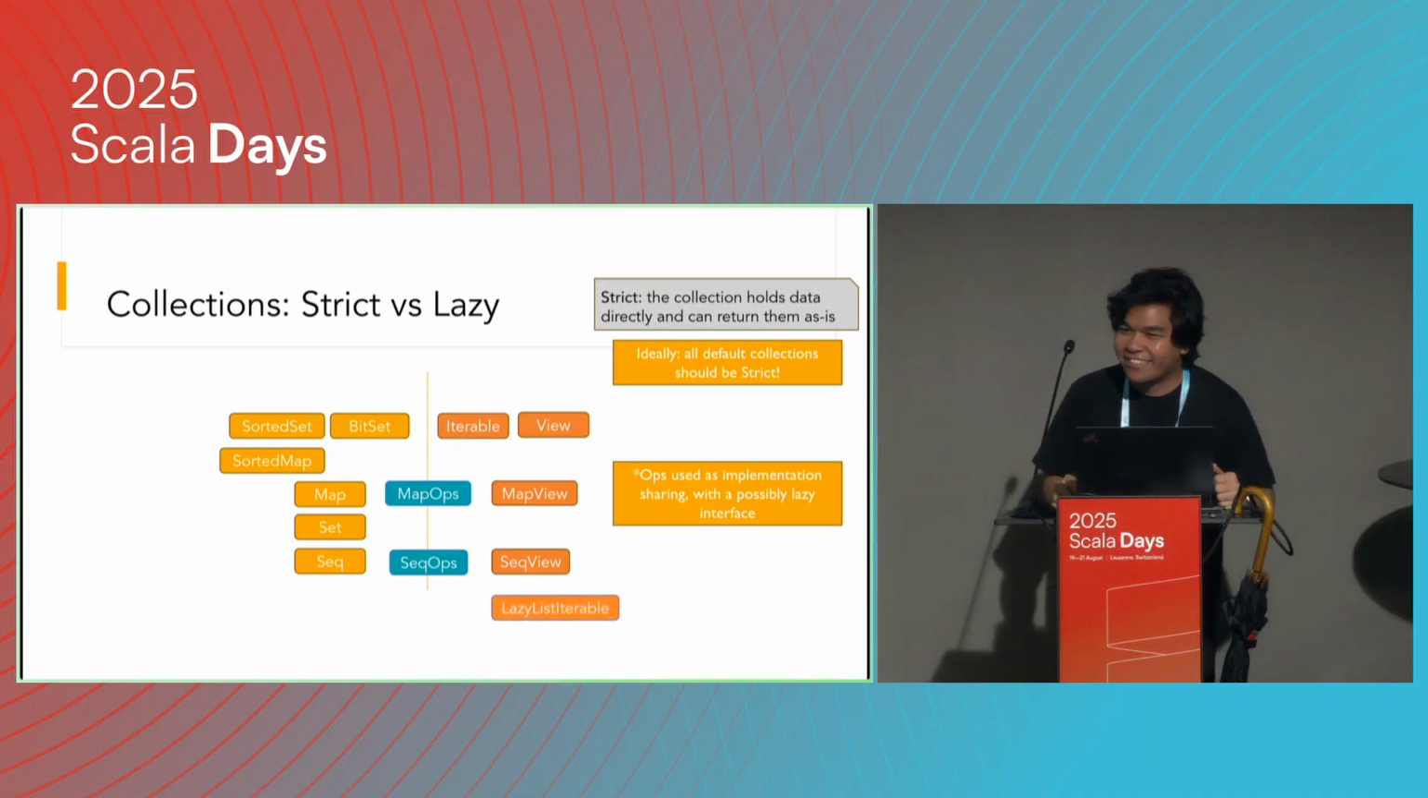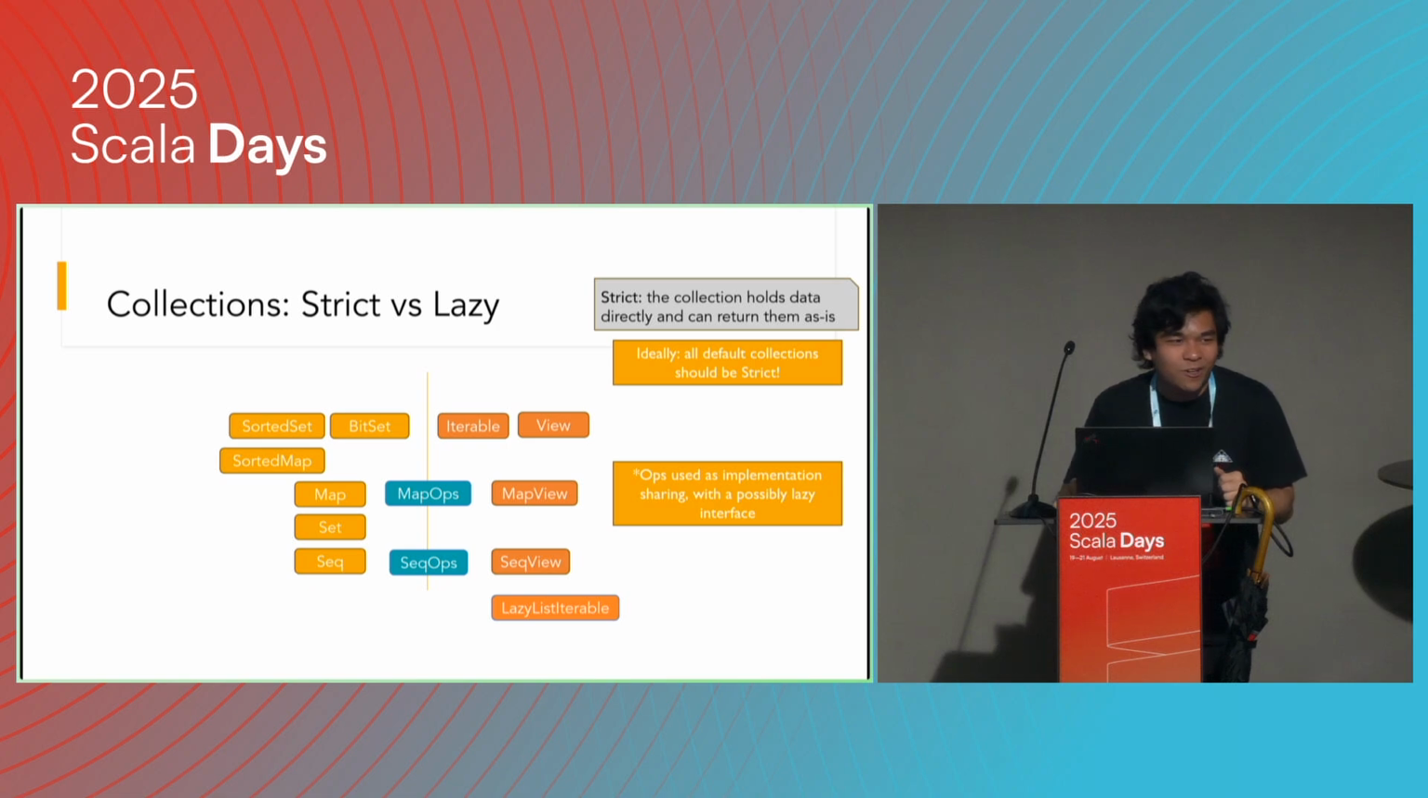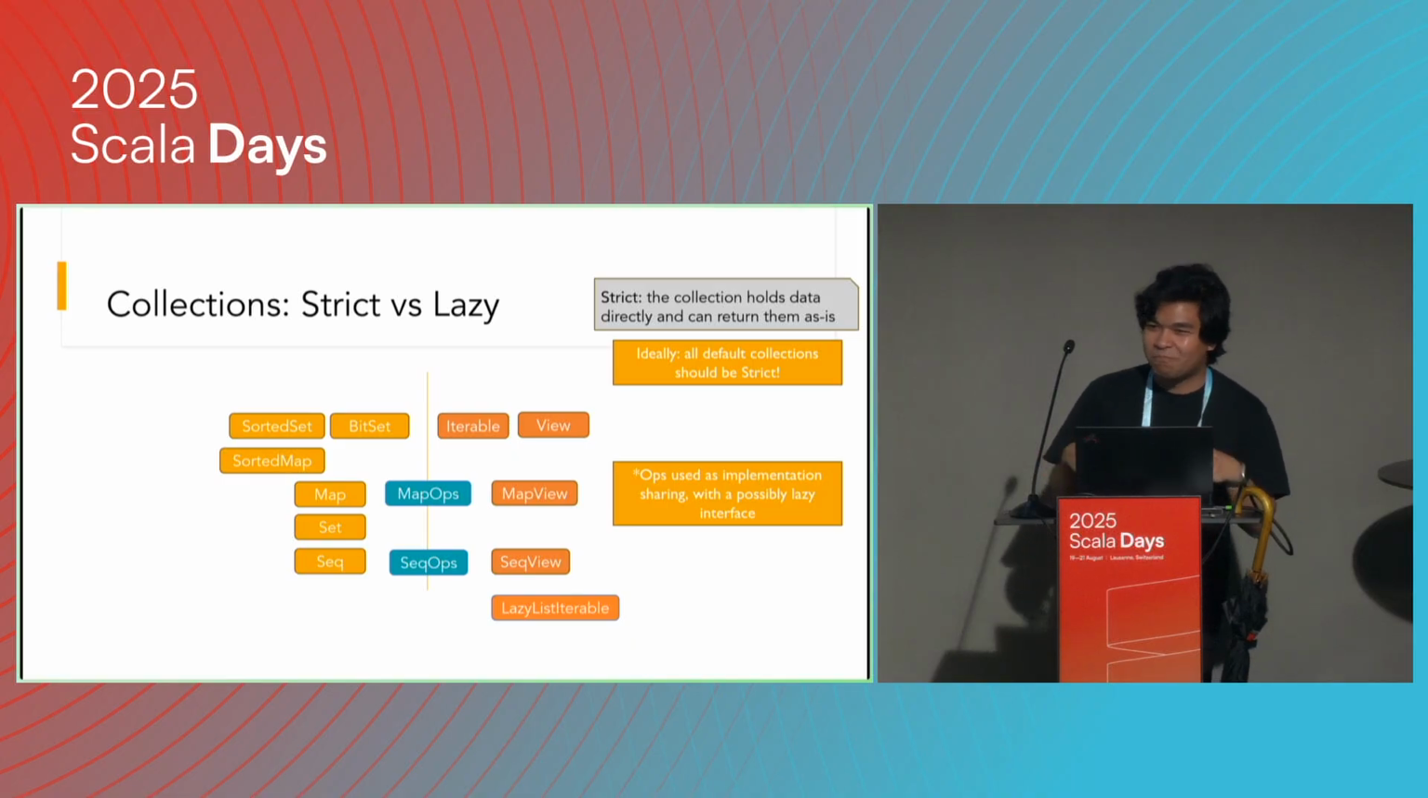And then there's the LazyList, which in our efforts, we think it's better to just give up, deprecate LazyList, and introduce something else called LazyListIterable, where it doesn't extend Seq, and so you can be happy now, be relieved.